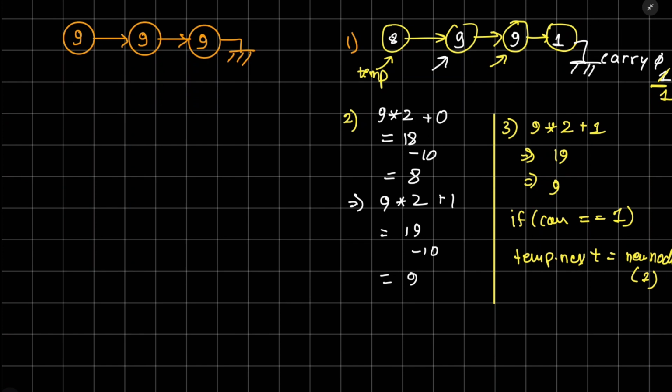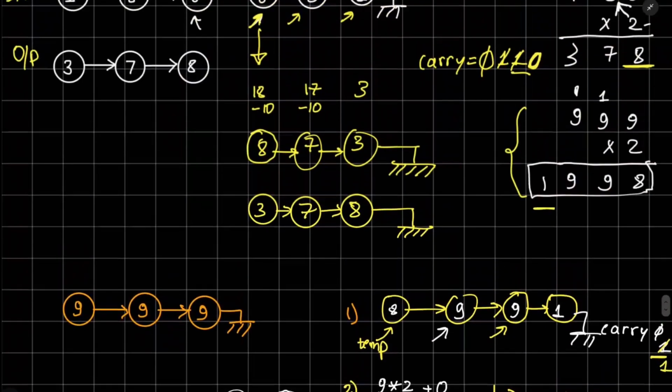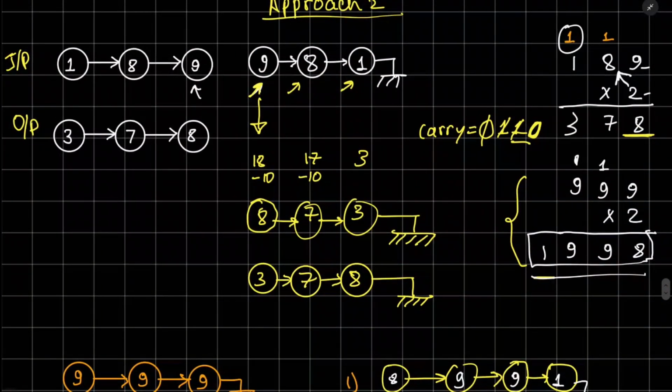But before returning this, we need to reverse this list. So reversing this list would be like 1, 9, 9 and 8. And if we look closely, this is what we got after multiplying this by 2: 1, 9 and 8.